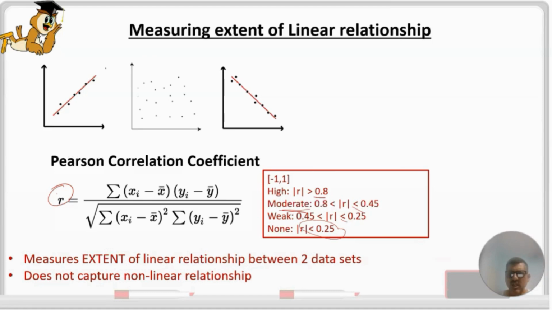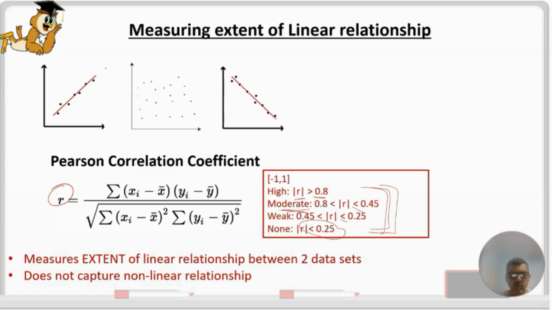Now, the values in this table that I have shown you here are approximate. Of course, it depends upon the problem that you are trying to solve, in terms of what is acceptable to you for that particular problem and what's not. But broadly speaking, these are the values of R, going from -1 to 1, and this is how you would define high, moderate, and weak linear relationship based on the computed value of R.